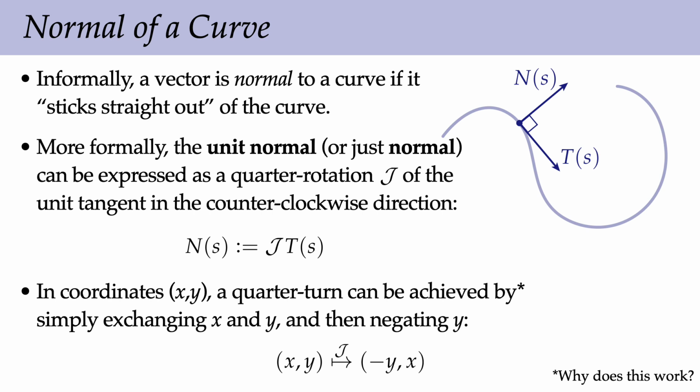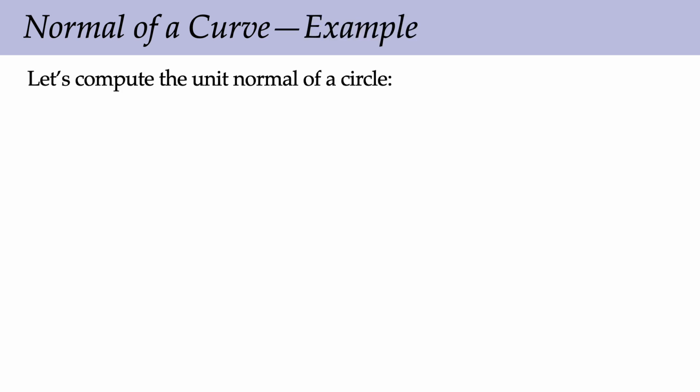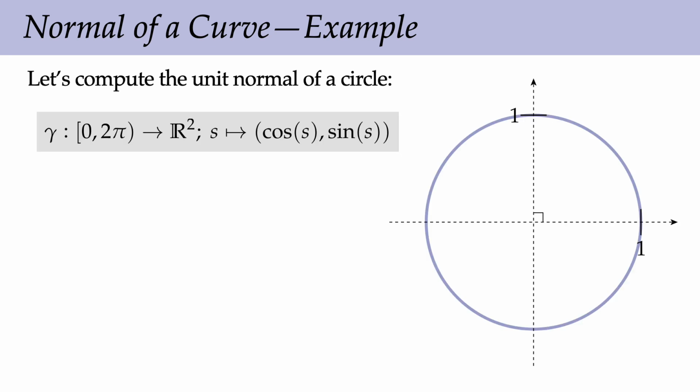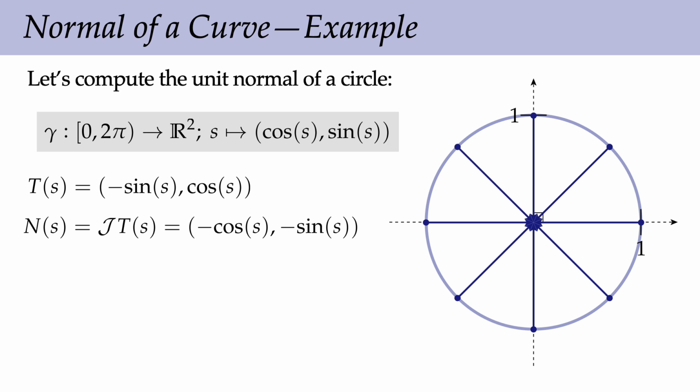Okay. Let's see an example. Our favorite example of the circle. Again, gamma, which maps s to cosine s, sine s. The tangent that we worked out before was minus sine s, cos s. So what is the normal? Okay, you should be able to do this pretty easily. Well, you just swap the two components and negate the first one. So we get minus cosine s, minus sine s.